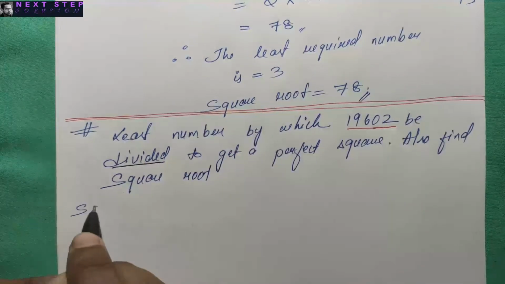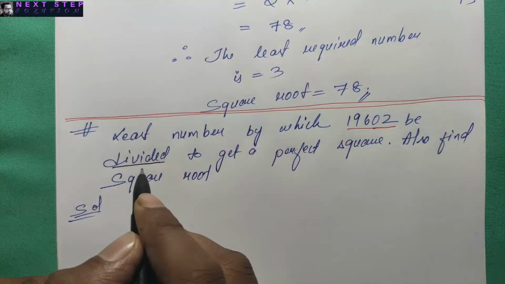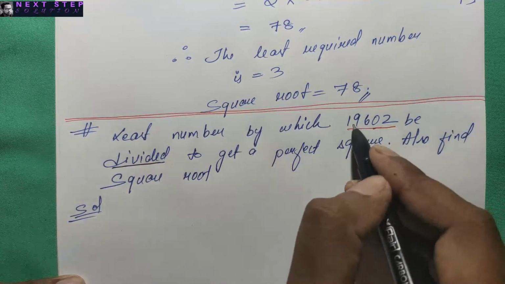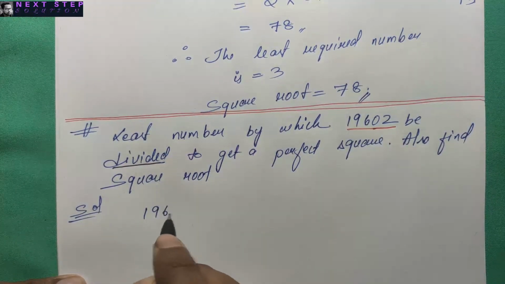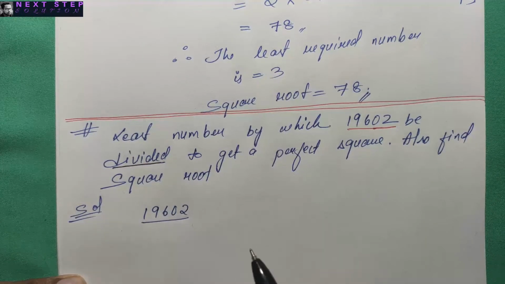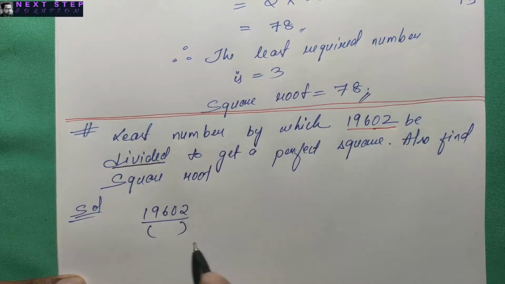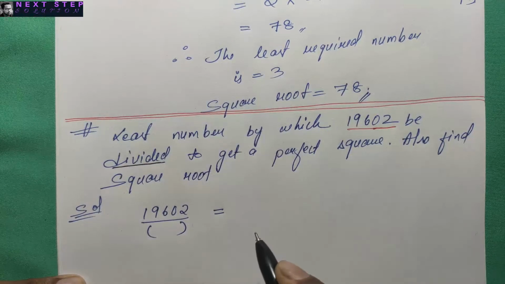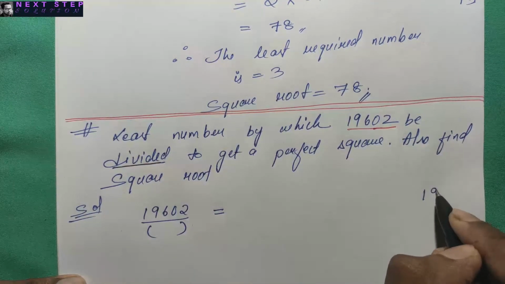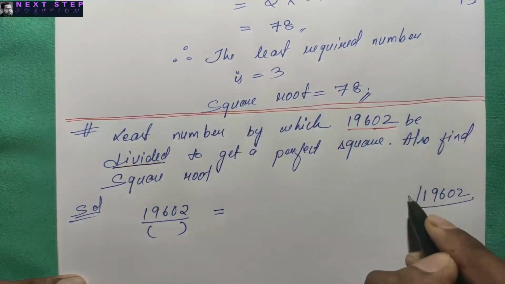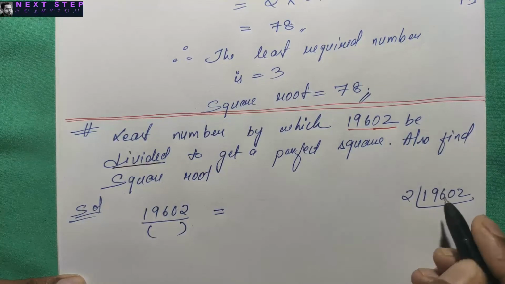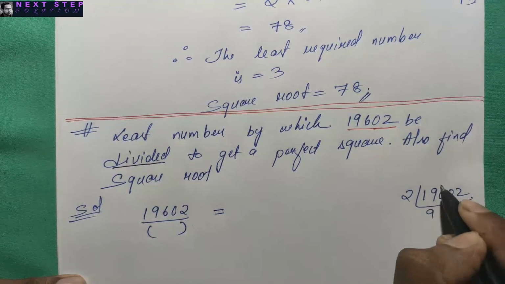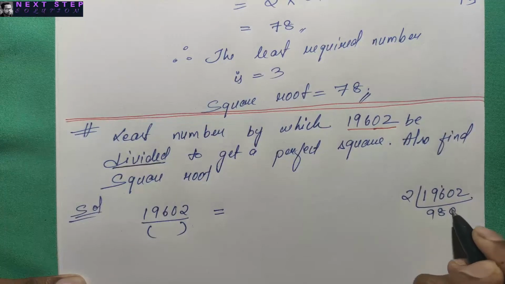Now here once again, division or multiplication, we are going to use prime factorization. Now 19602 needs to be divided with something. With what number we don't know as of now, so let it be blank. Factorize the number. 19602 comes in the table of 2. 2 9s are 18, 1 comes here, 2 8s are 16, 0, 2 1s are 2.